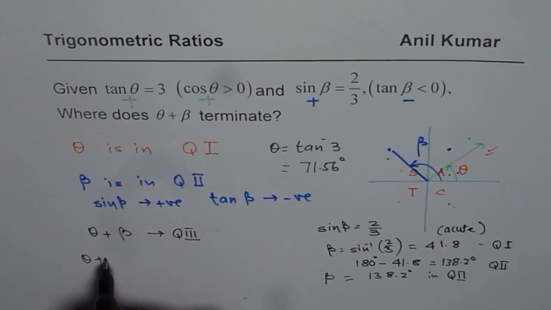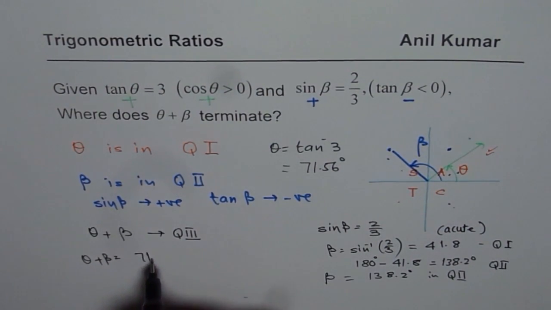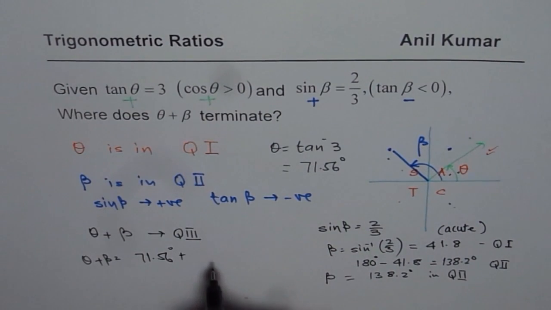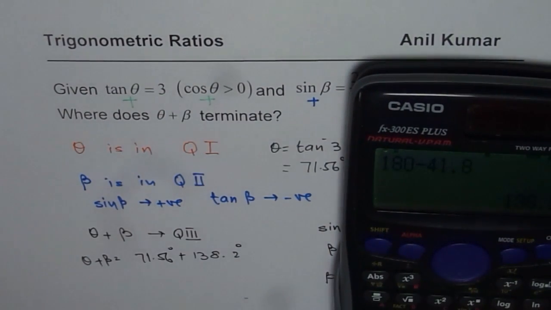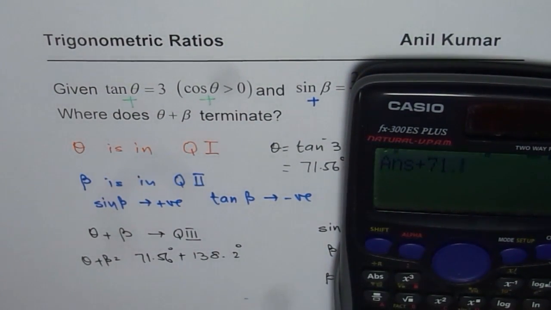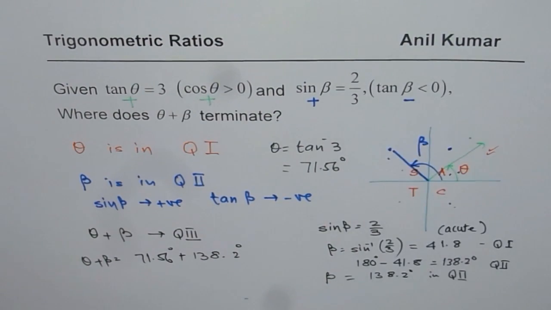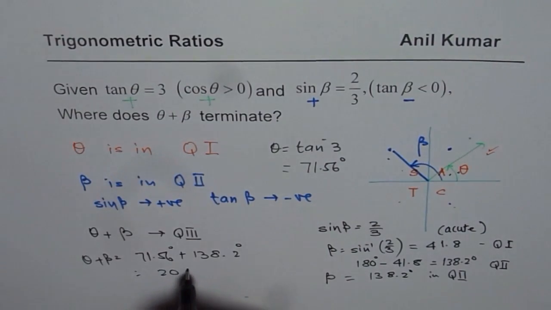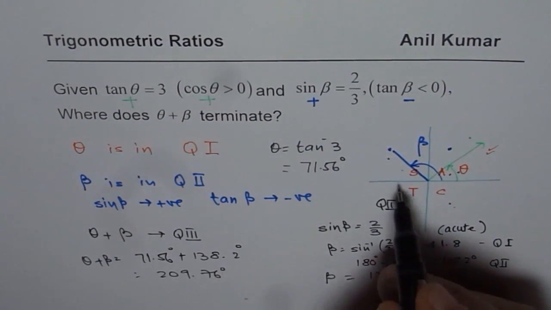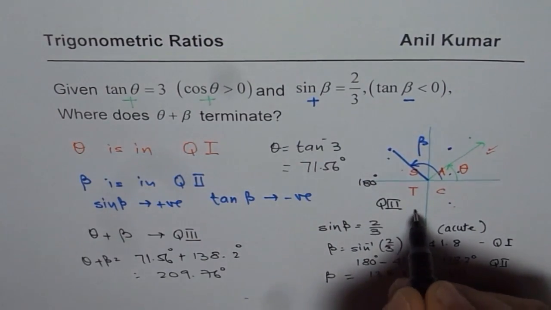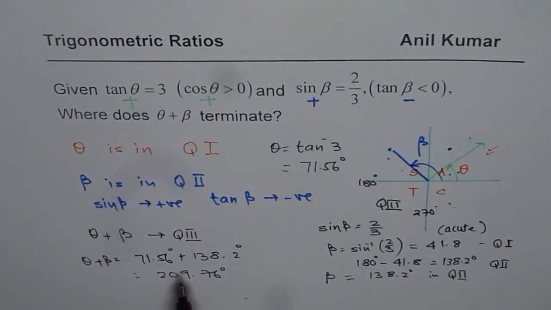Now theta plus beta, which we have already calculated: we get 71.56 degrees plus 138.2 degrees, right? So let's add them. What do we get? 209.76 degrees, which is in quadrant 3. Do you see that? Quadrant 3 is between 180 degrees and 270 degrees. This is 180 degrees, this is 270 degrees. So theta plus beta is in quadrant 3.